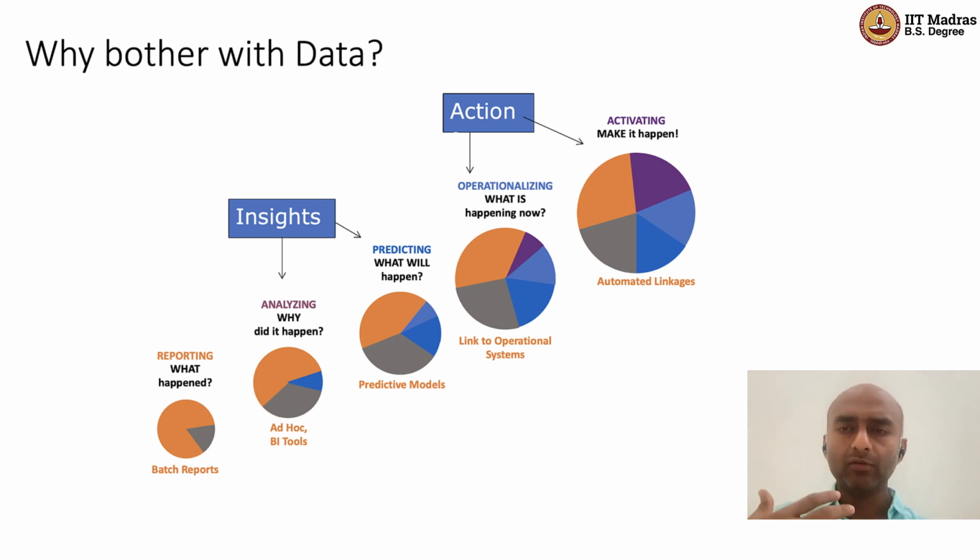And then finally, you need to be able to activate. And the difference between operationalizing and activating is the fact that operationalizing is about what is happening now, and you still have humans take some action on top of it. But activating is where you make it happen. So here we're talking about automation, which takes the complete cycle all the way through to taking outputs of the machine learning model or the analysis and getting it deployed at the traffic signal such that there is no human involved in the loop.